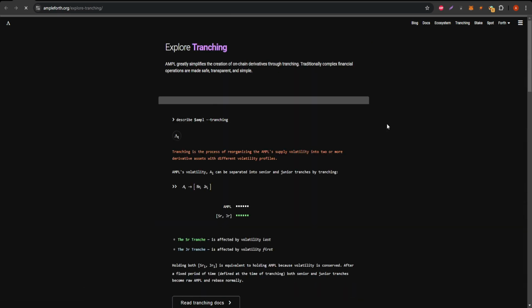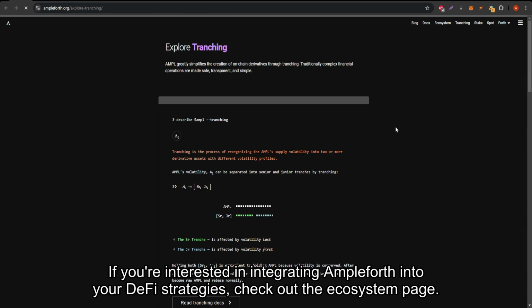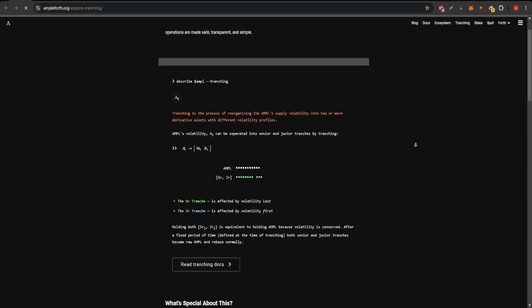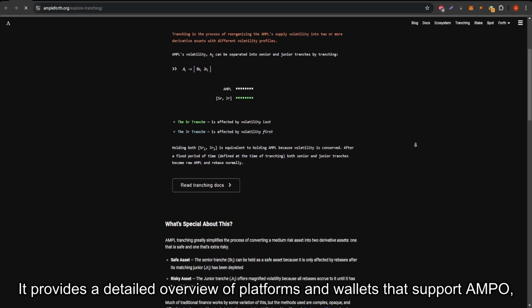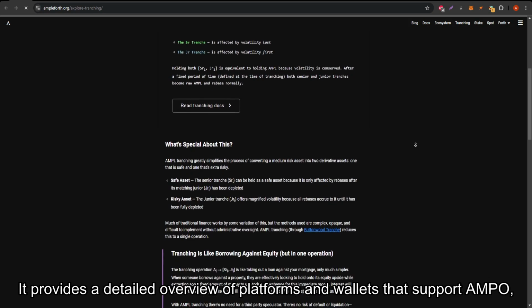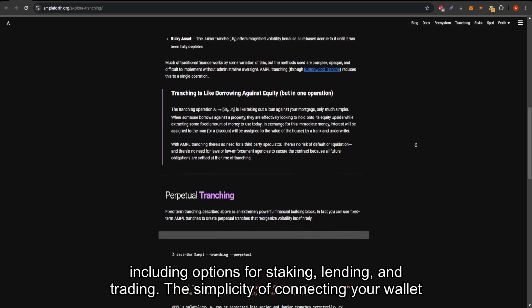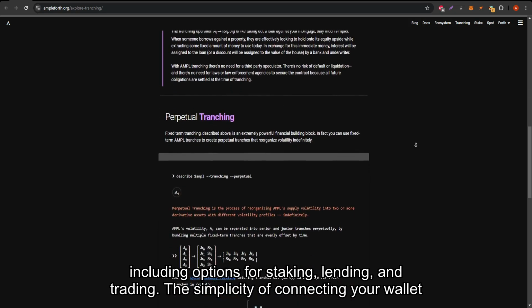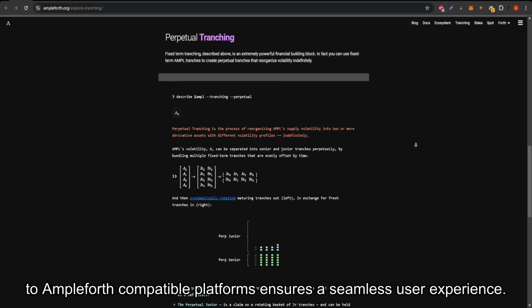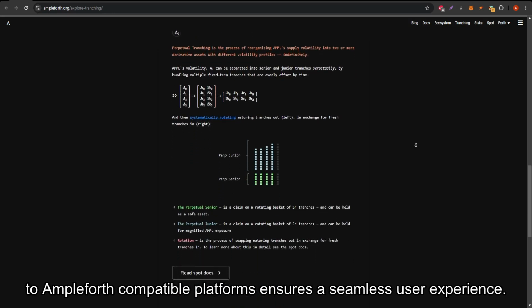If you're interested in integrating Ampleforth into your DeFi strategies, check out the ecosystem page. It provides a detailed overview of platforms and wallets that support AMPL, including options for staking, lending, and trading. The simplicity of connecting your wallet to Ampleforth-compatible platforms ensures a seamless user experience.